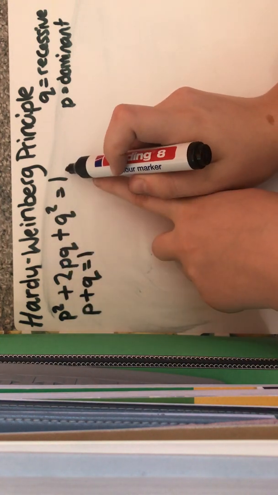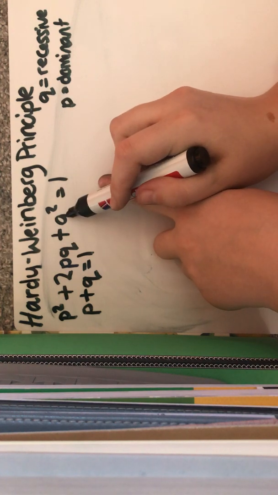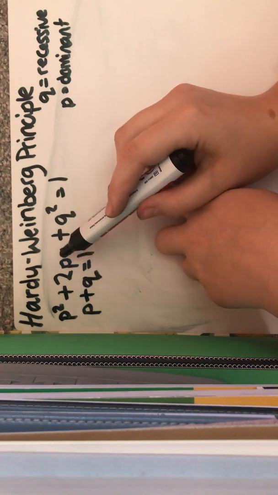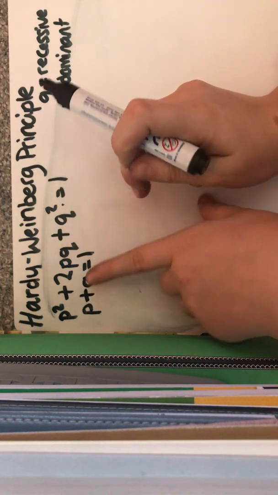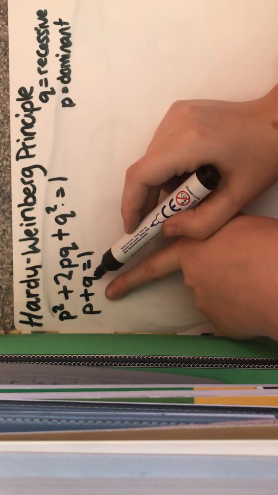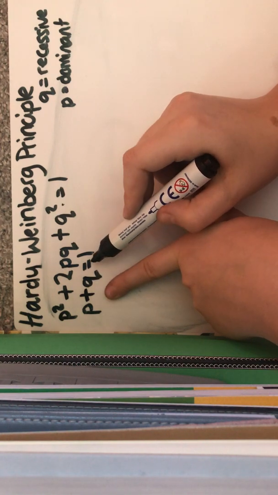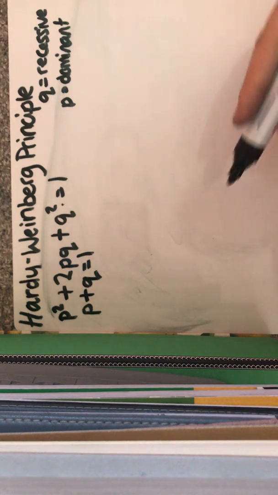And that is all adding up to 1. So you're either homozygous dominant, homozygous recessive, or heterozygous. There's no other possibilities, so that equals 1. And recessive and dominant alleles equals 1. There's no other allele other than recessive and dominant, so it equals 1.